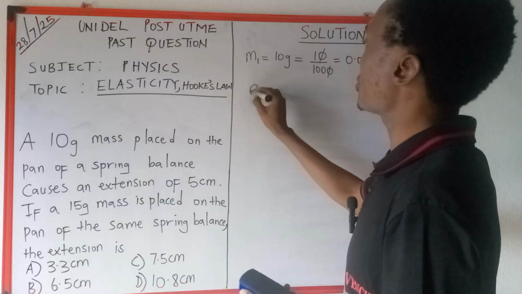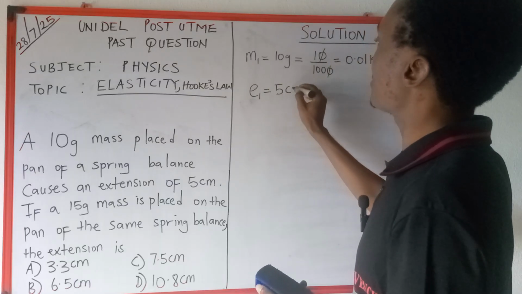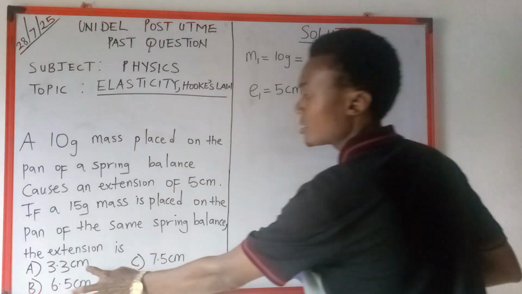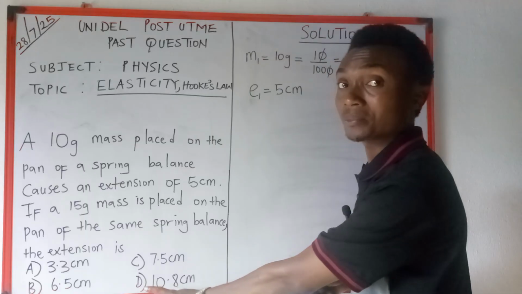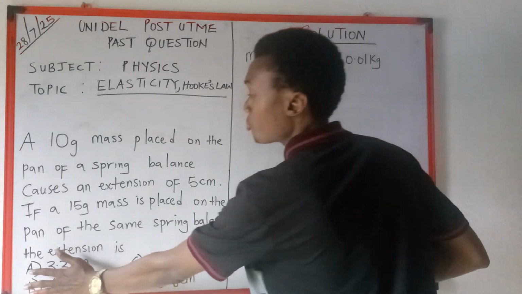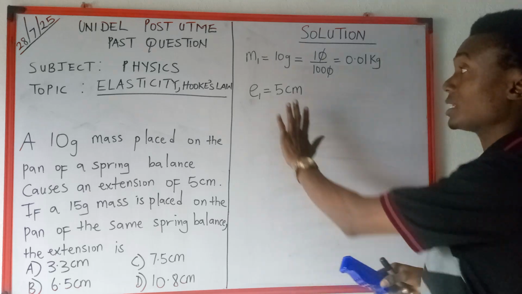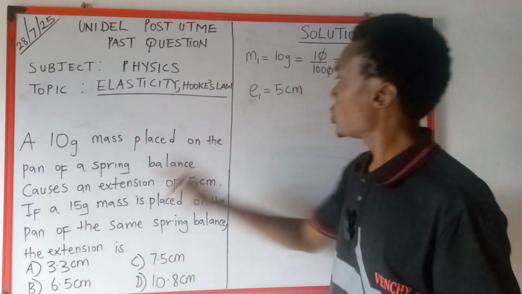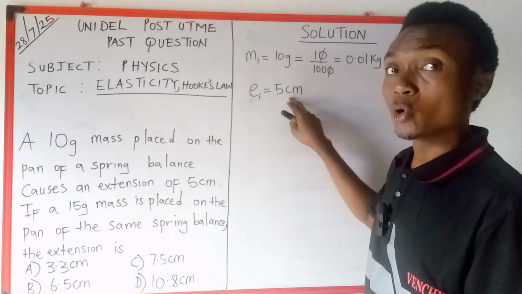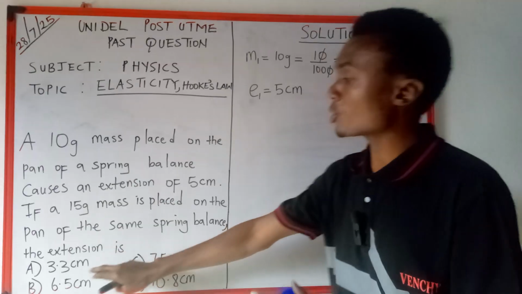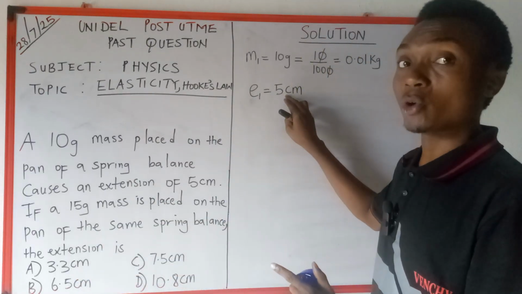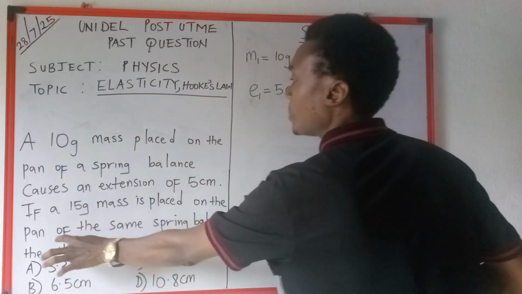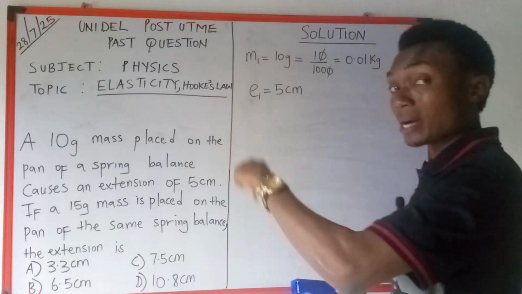It's placed on the pan of a spring balance and causes an extension of 5 cm. So the first extension is 5 cm. I'm not going to convert it, because the options are in cm, so you don't need to convert again. Take note, very important: if the options are in cm, there's no need to convert. But if the options are in meters, you can convert to meters. Right now the options are in cm, so I'm leaving it in cm.